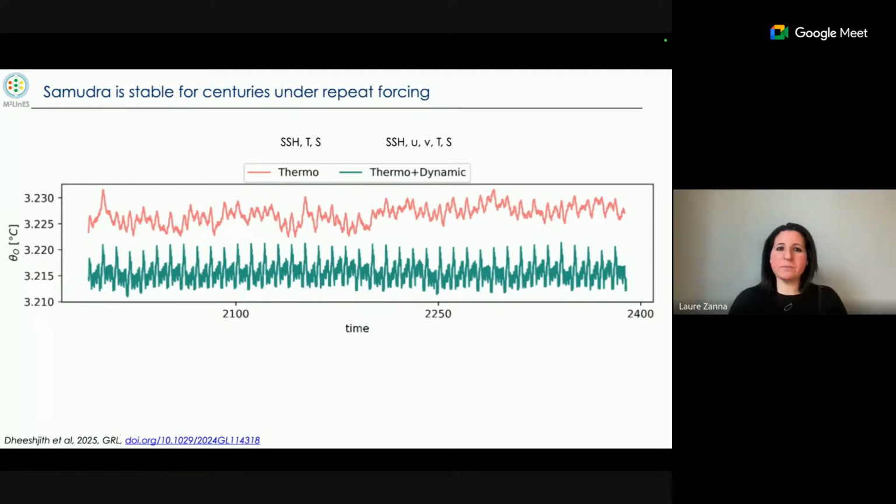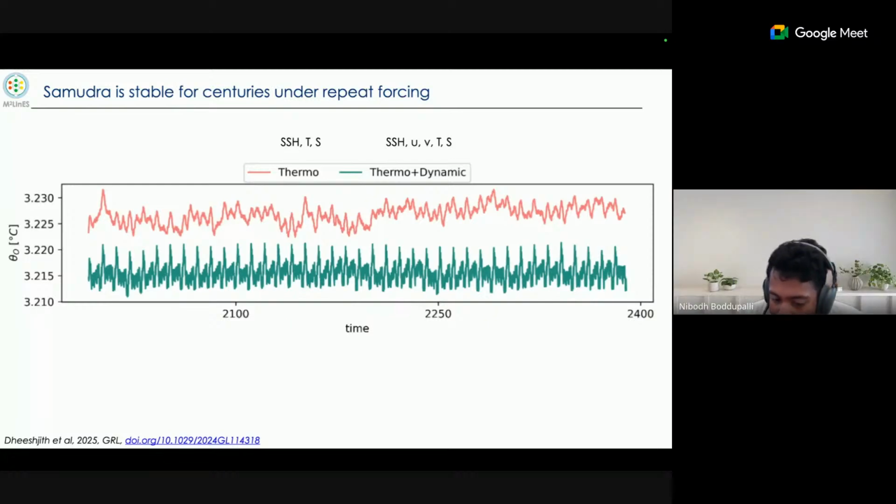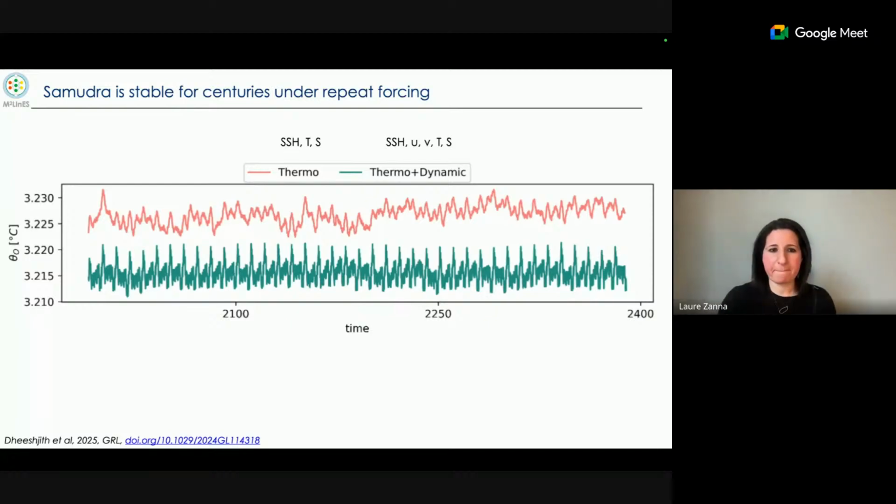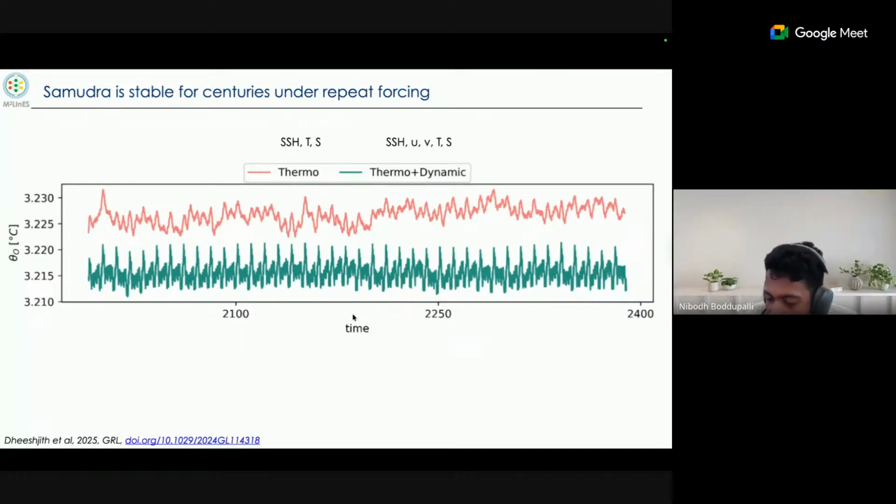Sure. Second question. So this time plot of temperature, is this how it's supposed to be when you run the simulation?